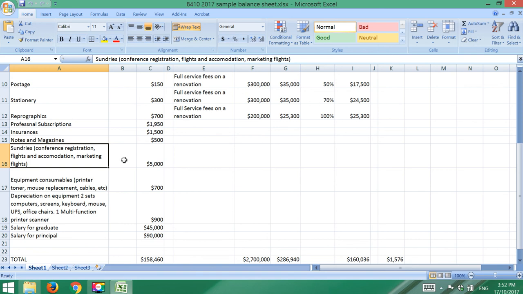The other thing is consumables for equipment. Many of you got that: printer, toner, ink, what have you. And then depreciation is also another one, which a few of you had, and really you're not expected to know something like that unless I tell you about it.